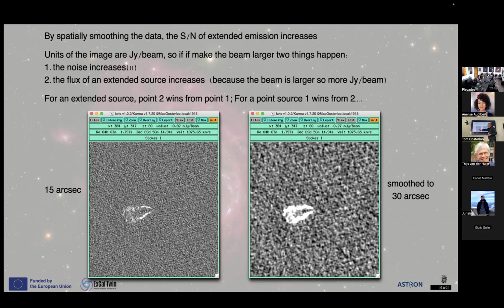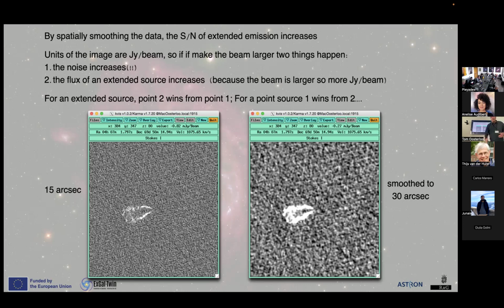So this is a channel, resolution 15 arcseconds. This is smoothed to 30 arcseconds, same intensity scale. And you can see that the signal to noise of the emission has increased. You can also see that the noise has increased. But the signal to noise is much better.